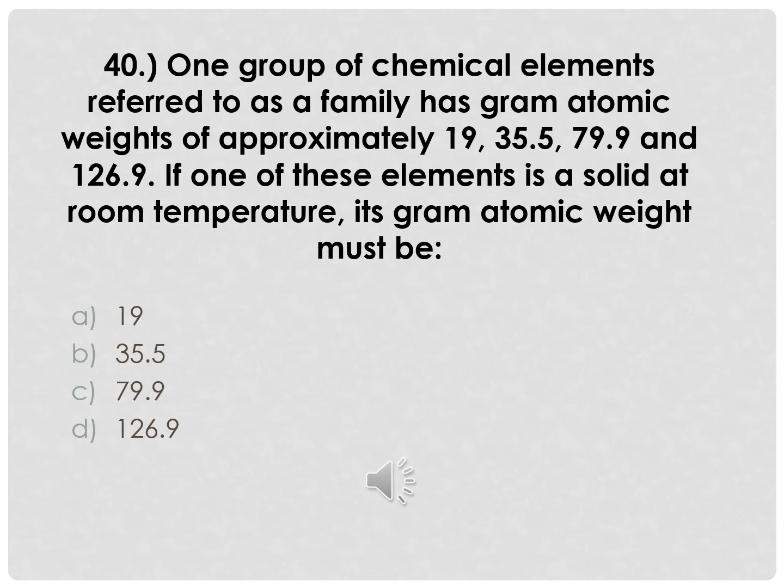Typically, elements that are lighter, for example, this one that weighs 19, are more likely to be a gas at room temperature. And as you go down the periodic table and the element becomes heavier, then it's more likely to be a solid at room temperature. So you can rule out 19 because it's the lightest, and because you don't know much about these elements, your choice must be the heaviest of the four, which is 126.9, letter D.